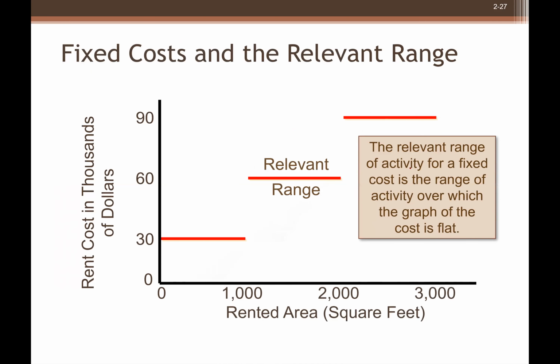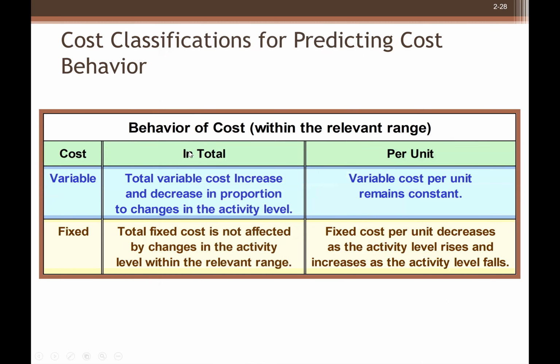So this is called the relevant range. If you utilize this 1,000 square foot area, for any additional worker you want to hire, you still have to hire at least 2,000 square feet. So this sudden jump in fixed cost is what we call the relevant range. The behavior of variable cost in total changes, while per unit cost is constant. In fixed cost, the total is fixed, constant, but when you convert it into a per unit basis, it changes in a way that it always decreases but never touches zero.